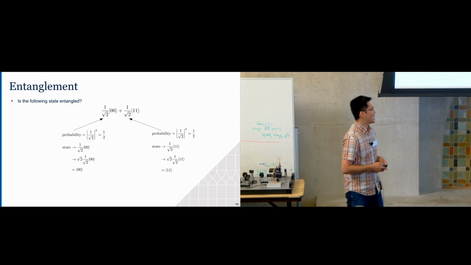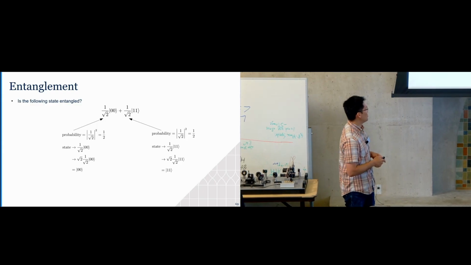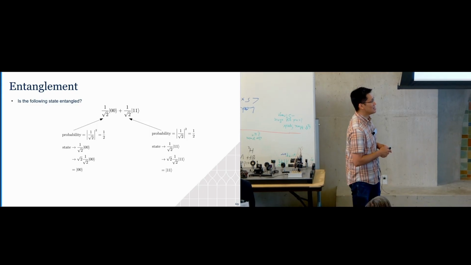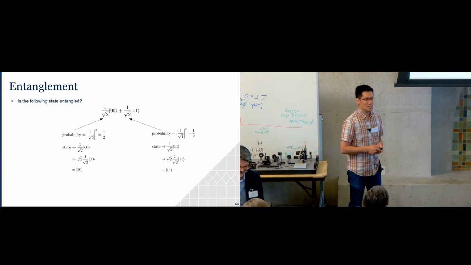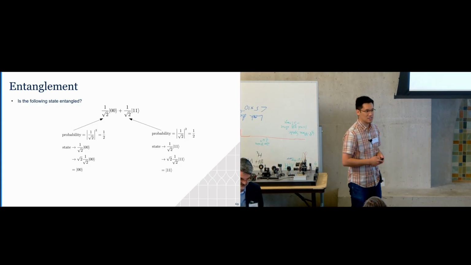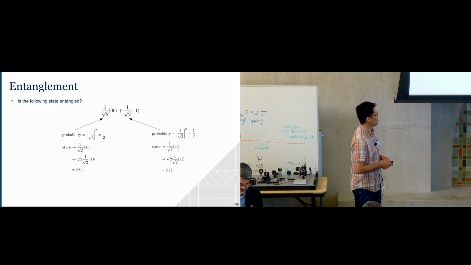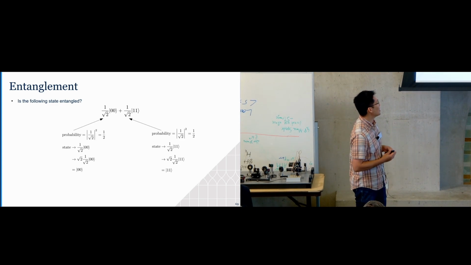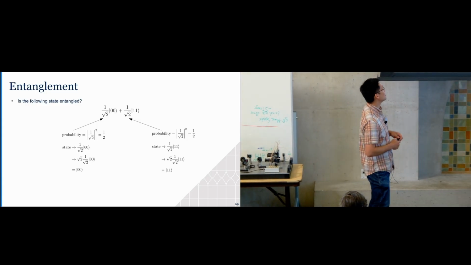And so what we see is that not only did measuring the left qubit affect the right qubit, it completely determined the right qubit. So here, if the left qubit was 0, the right qubit is definitely 0. And if the left qubit was 1, the right qubit is definitely 1. So this is information that you've learned about the second qubit in the way that Brian was sharing about it.